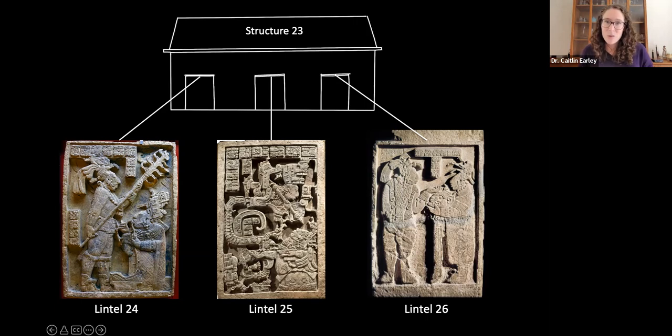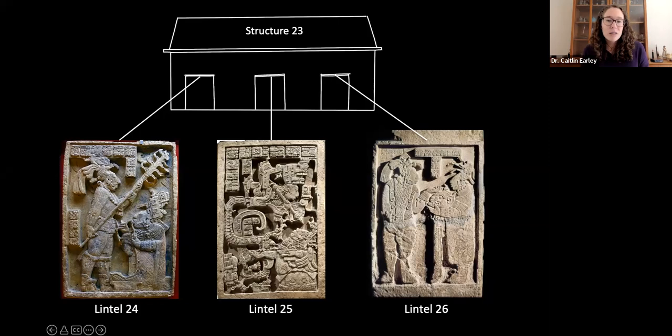At the same time, we're also talking about a privileging of information here. So yes, Lady Xook is the protagonist in this building, right? And that's unusual. At the same time, this is an elite building, and we're talking here about a building that probably had restricted access. So not just anyone could walk through these doorways. And this is where we get to a third, and I think really the most interesting point about these lintels, which is their architectural context.